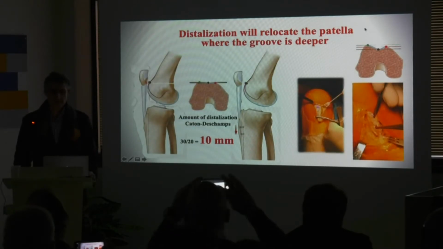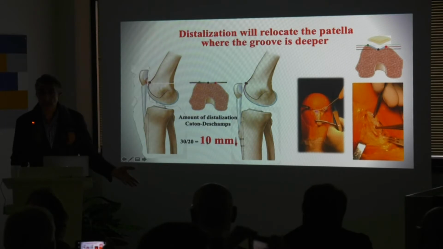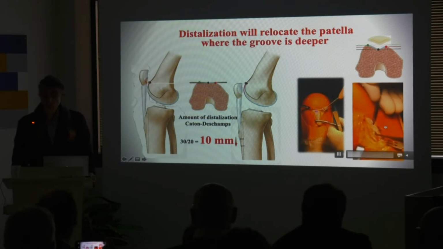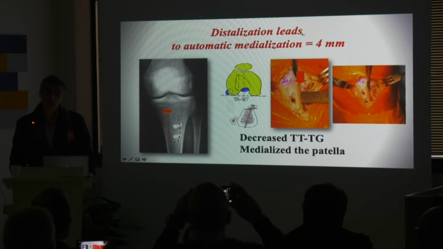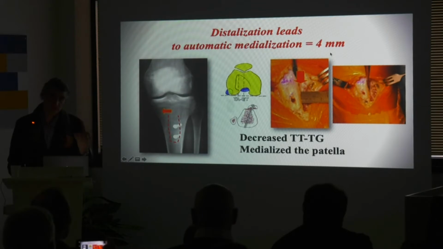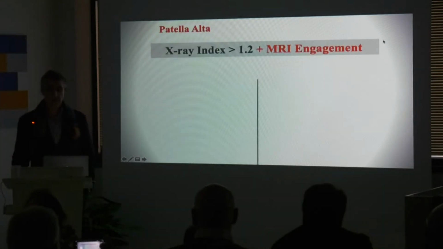The tricks, you have seen that during my video, so I will not go again through this. You will engage the patella in the trochlea. Use this index, you see it's 30 and 20, just need to distalize 10, and it's okay, and you will be perfect. And just know that you are also able to do medialization while you are doing your distalization. You have an automatic medialization due to the shaft of the tibia, but you can also increase the amount of medialization that you can do.